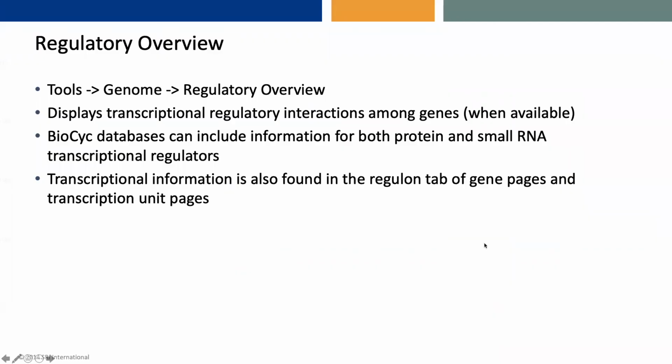Okay, the regulatory overview is accessible via Tools, Genome, Regulatory Overview. It basically displays transcriptional regulatory interactions among genes when the database contains them. So a few of our databases, about 10, have enough information that you can actually display a useful regulatory overview. E. coli K12 being, of course, one of them. BioCyc databases can contain regulation for both protein and small RNA transcriptional regulators. And transcriptional information is also found in the Regulon tab of gene pages and transcription unit pages.